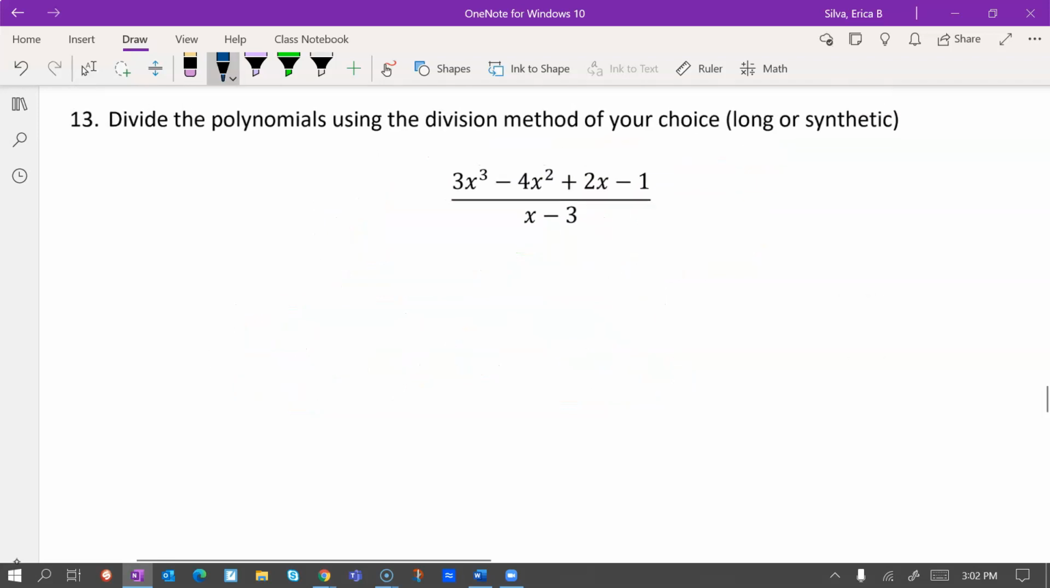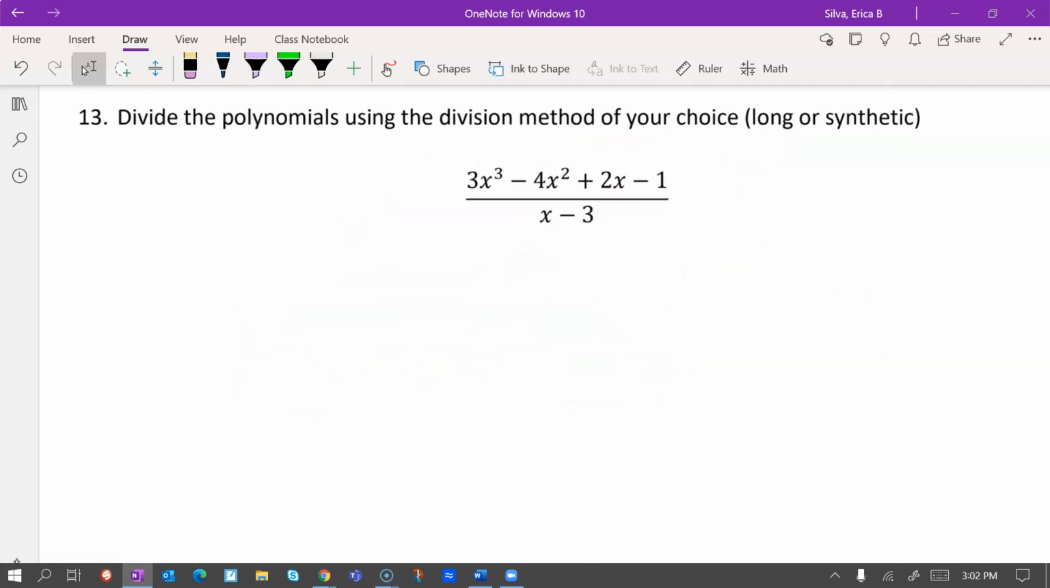All right, for the next one, we're going to divide using division, method of your choice. Because I like to work smarter, not harder, I'm going to use synthetic division. We want to get the divisor, or the dividend, I always get them confused. And we're going to find 0. So we're solving for x. And this becomes x is equal to 3.